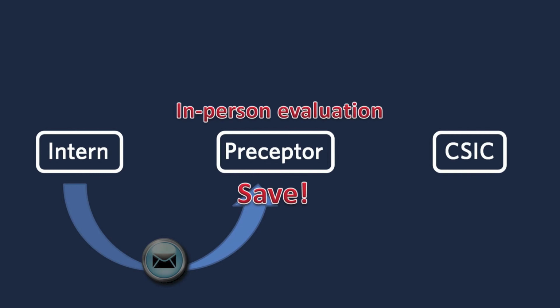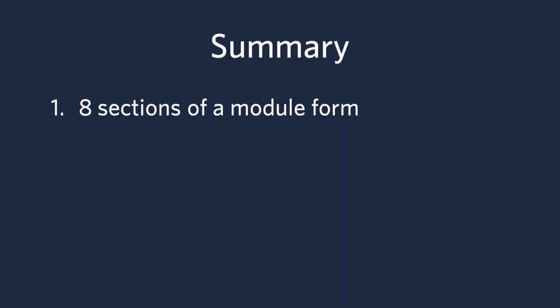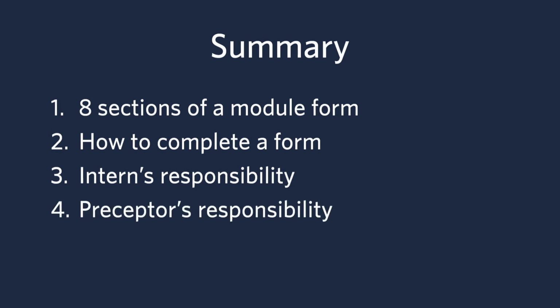The preceptor completes the in-person evaluation using the form and emails the finalized copy to the core site internship coordinator and the intern. If you are not sure who your core site internship coordinator is, or do not have their contact information, clarify this with the intern. In this video, we have explained the sections of a module form, demonstrated the process of filling out a form, and outlined the intern's responsibility and the preceptor's responsibility in electronic form completion.